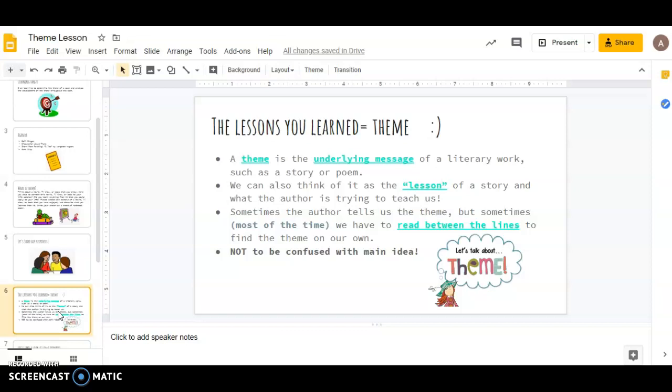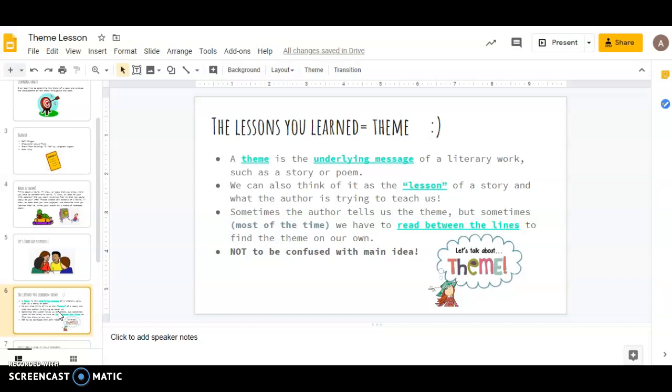And I would explain to students that sometimes the author tells us the theme and it's right there in our faces, but sometimes, most of the time, we have to read between the lines to find the theme on our own. We have to really analyze the literary work.